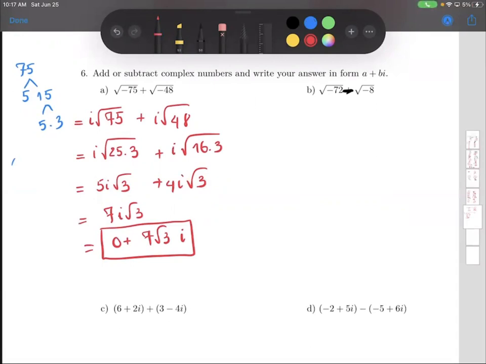B, I want you to do on your own, and then come back and look at my solution.